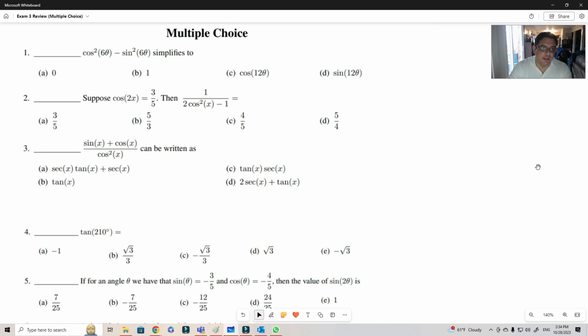First and foremost, let's go over question 1. In question 1, we have a comparison with an identity. We have cosine square of 6 theta minus sine square of 6 theta, and we want to know what that simplifies to. If you remember, this is strikingly familiar to a formula that we have available in the formula sheet, which is cosine square of x minus sine square of x is equal to the cosine of 2x.